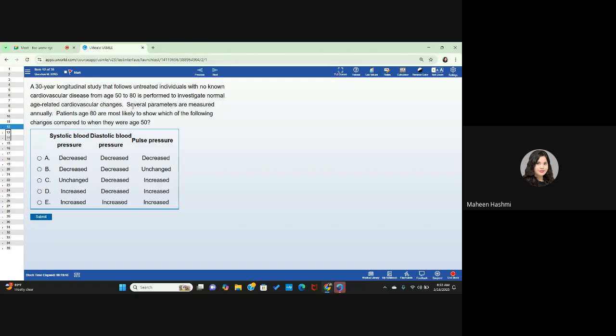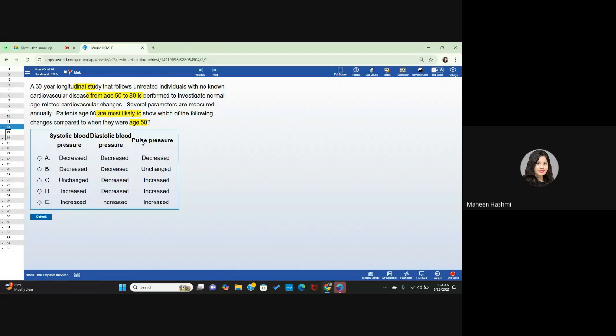Next question. Several parameters are measured annually in patients aged 50 to 80, and they are most likely to show which of the following changes compared to when they were age 50? So there's this longitudinal study, and they took patients from 50 to 80 who had cardiovascular disease. Several parameters are measured annually. So patients age 80 will have what as compared to when they were age 50?